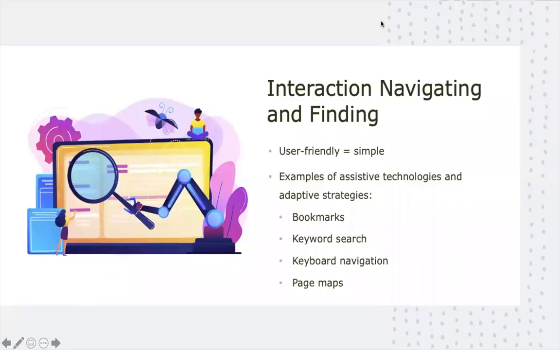User information behavior and interactions with technology to find and navigate information can vary depending on personal preferences, skills, and abilities. User-friendly software should be simple to use and comprehend, as well as incorporate features that support different styles and abilities to navigate the web.